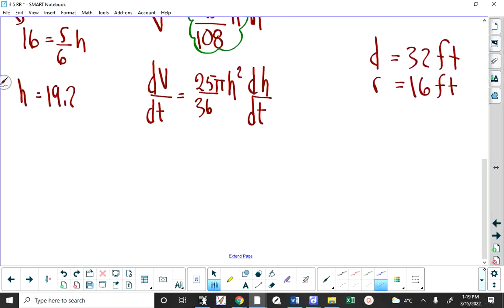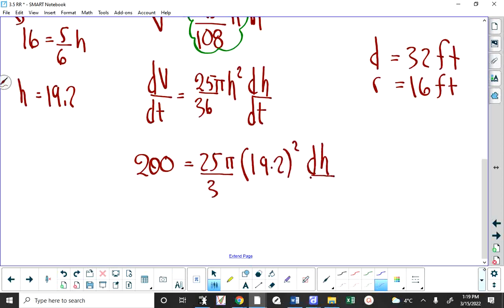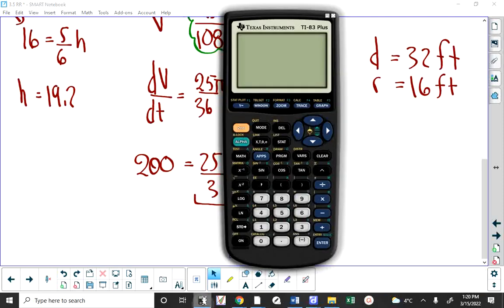We can put in, can I get a yes on 200 cubic feet per minute? Was that what dV dt was? 200 for dV dt, 25 pi over 36, 19.2 squared times dh dt. So, ultimately, I don't know how you're going to figure this out on your own, but this is just a number. 200 divided by that number would give the answer. I would probably do it a different way.